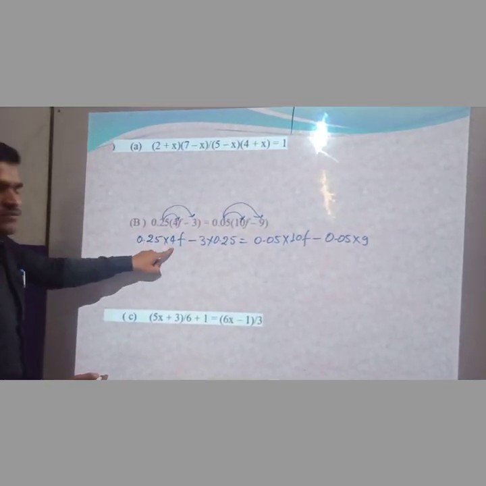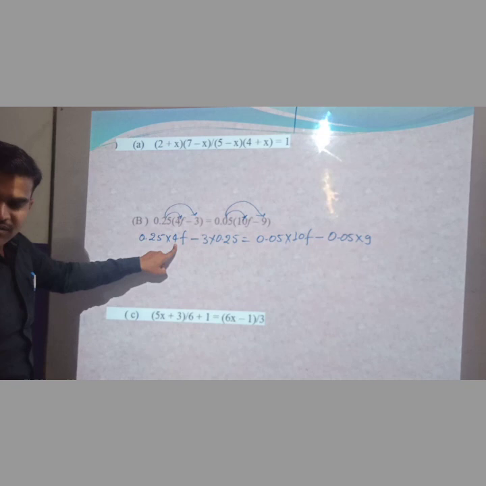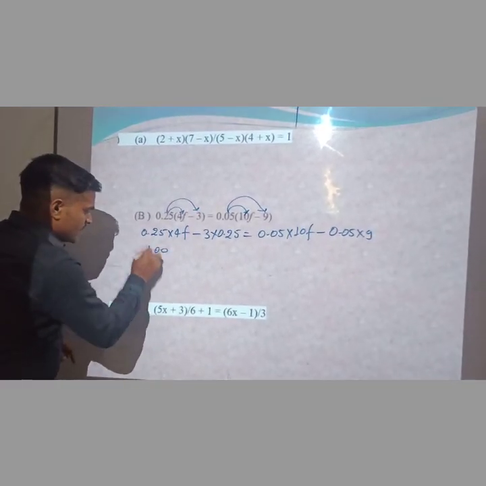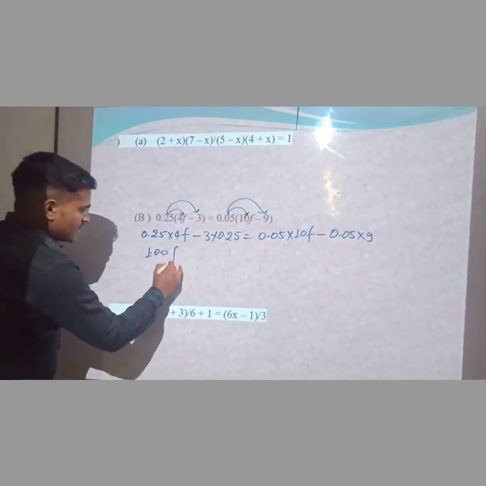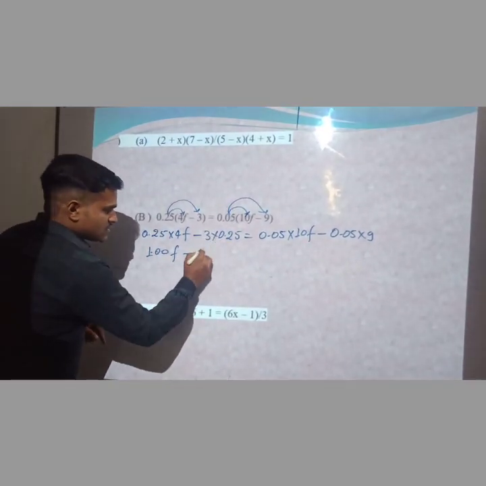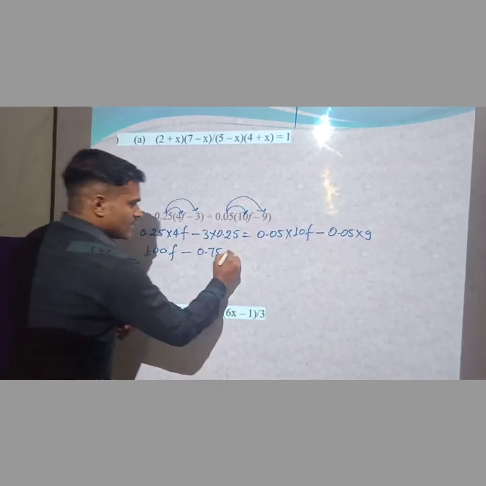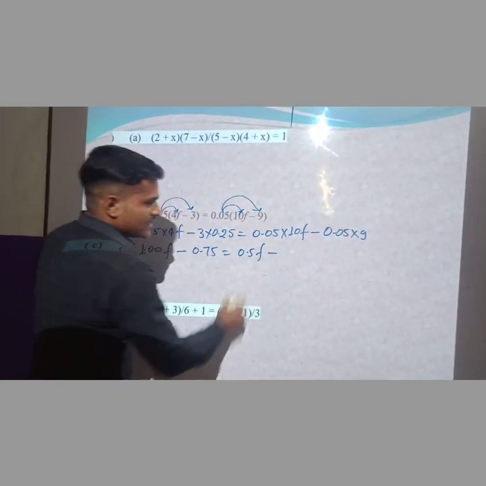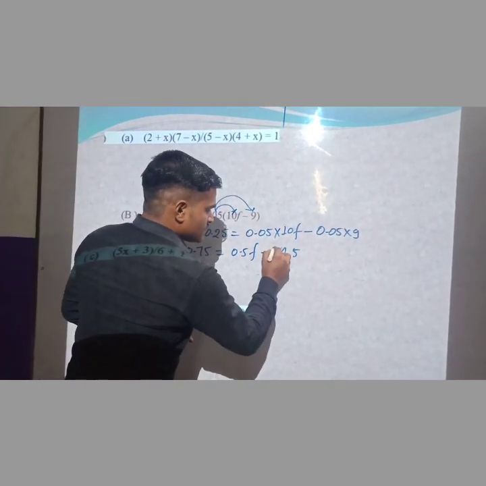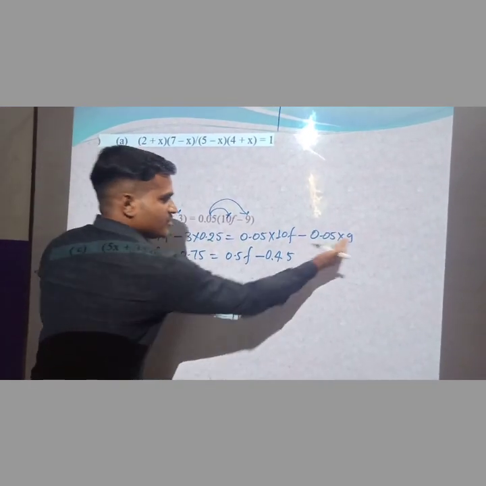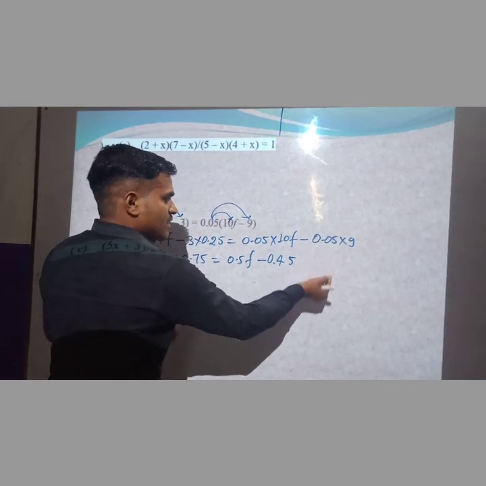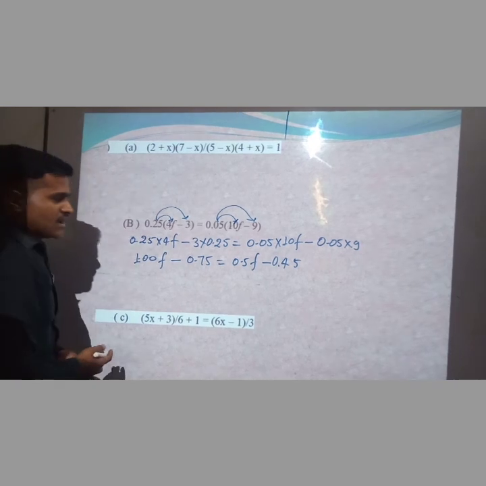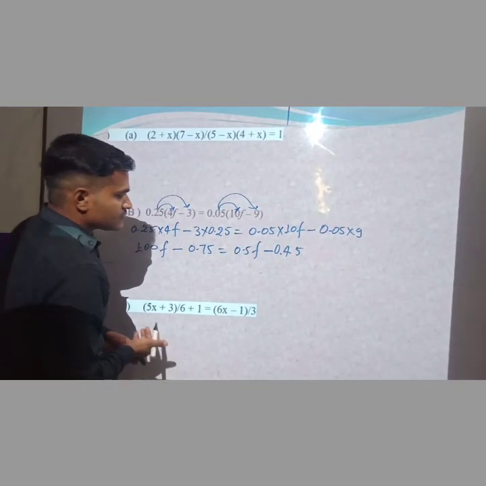0.25 multiplied with 4: 25 fours are 100, so we put the decimal point at 2 digits and get 1f, minus 0.75. Here we get 0.5f, minus 0.45, when we multiply 5 and 9 we find 45, and we put the decimal point at 2 digits.